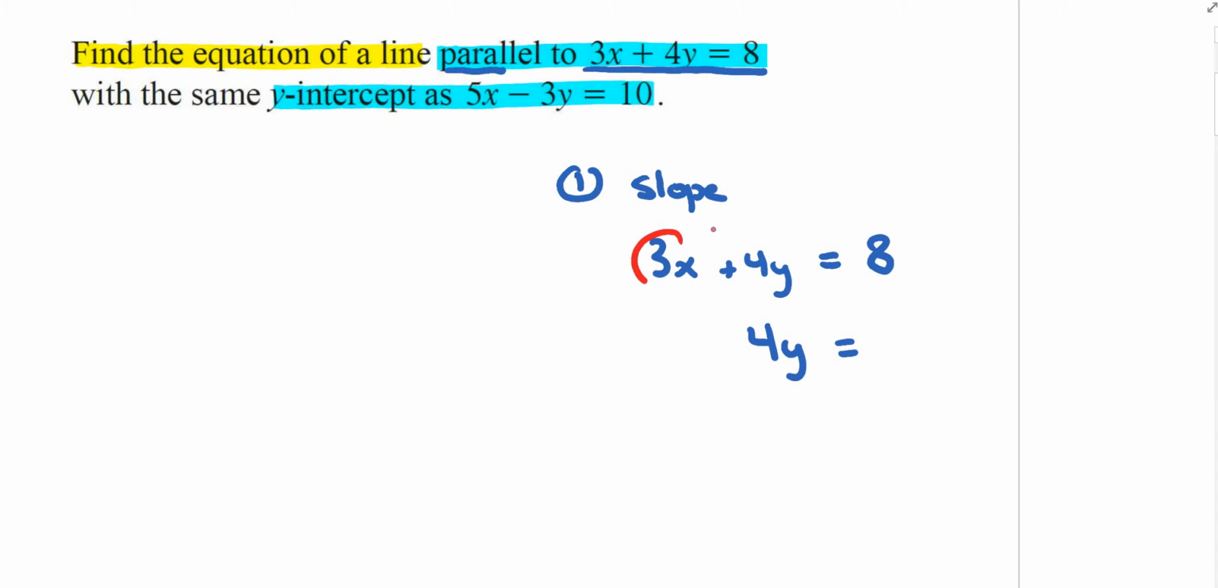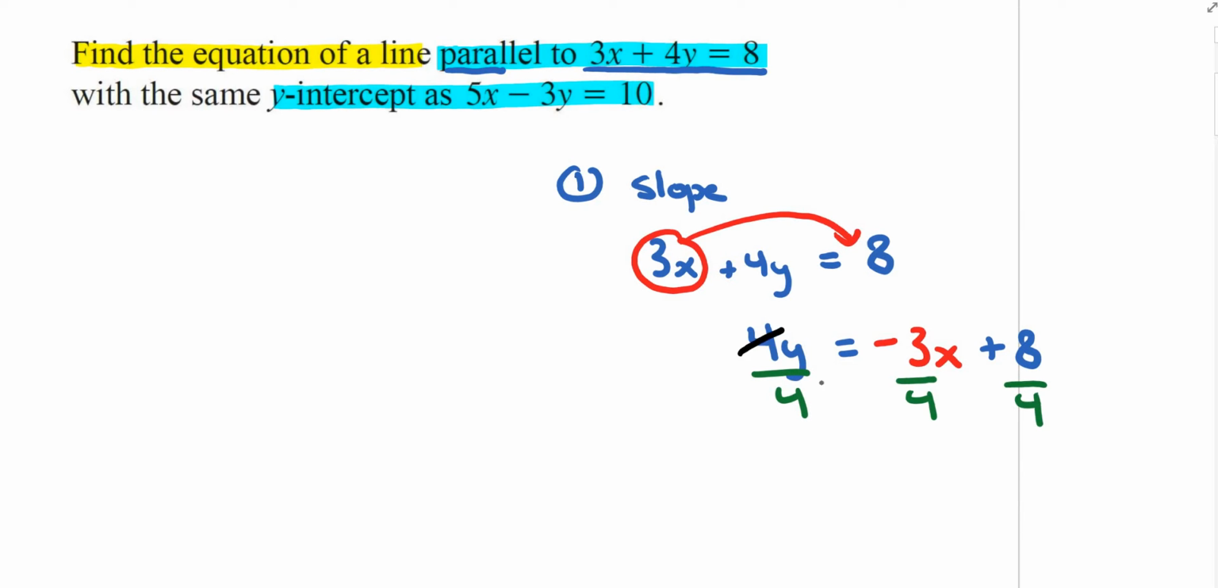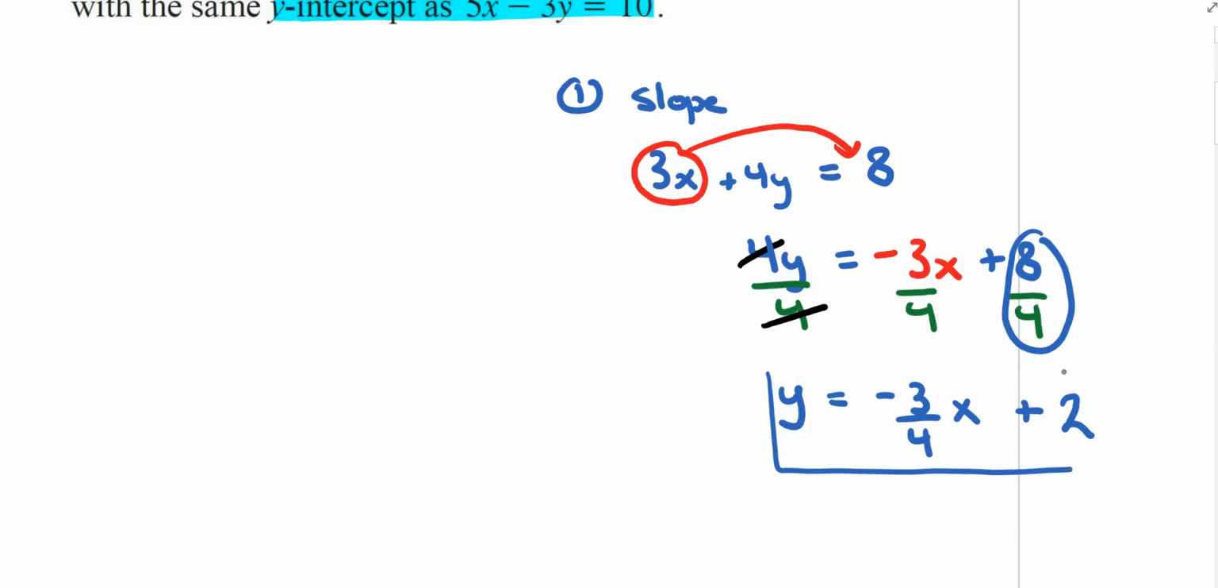And if I take my 3x and move it to the other side, I get negative 3x, plus the 8. And then I can divide both sides by 4. And if I do that, the 4's here will cancel off. And I get y equals negative 3 over 4x, plus 8 divided by 4, which is just 2. All right, so if I'm looking for a line that's parallel to this particular line right here, then the slopes need to be the same.